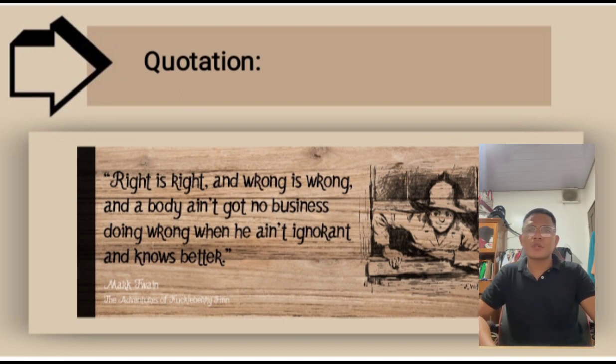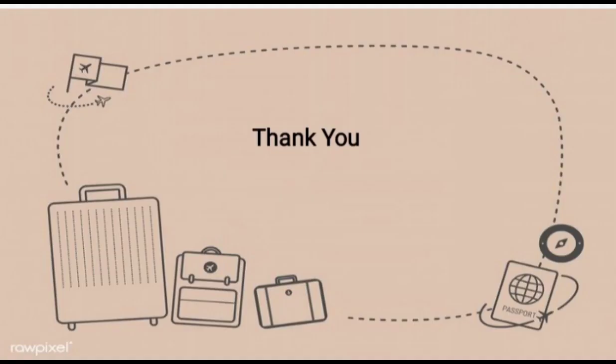The quotation of the story is, "Right is right and wrong is wrong, and a body ain't got no business doing wrong when he ain't ignorant and knows better." The quote says this because Huck makes a difficult personal choice: trust his conscience or trust the rule of law. He makes a decision that he believes is the wrong one because society says so, but we the readers know it to be the right decision because we know that the rule of law at that time was wrong. That ends our discussion.